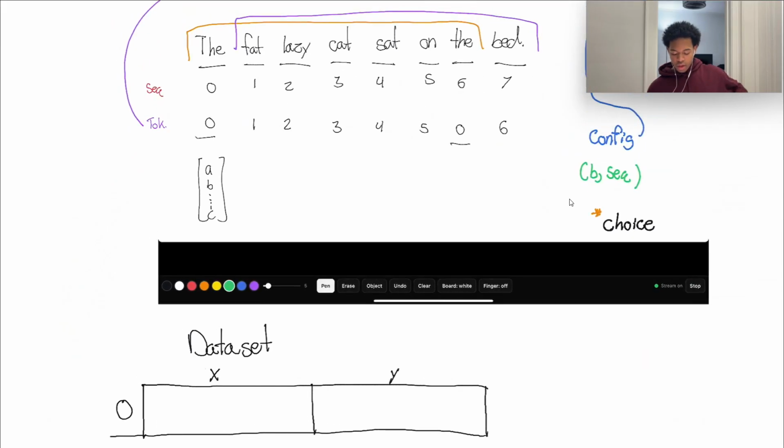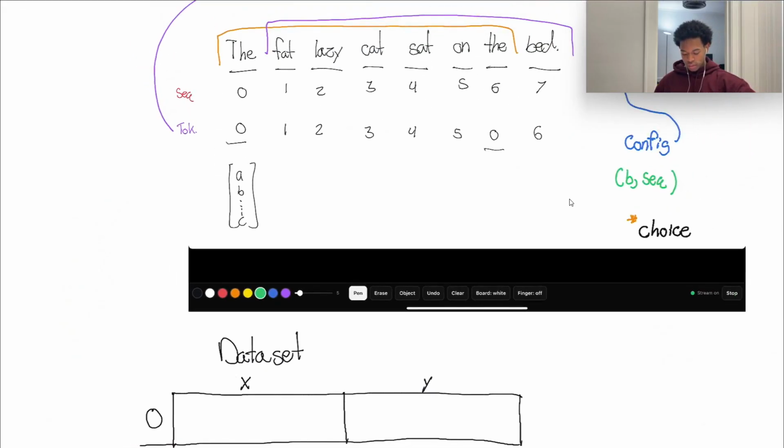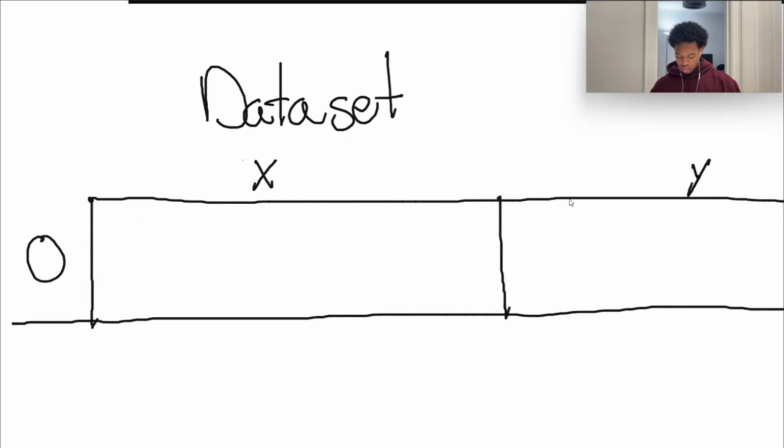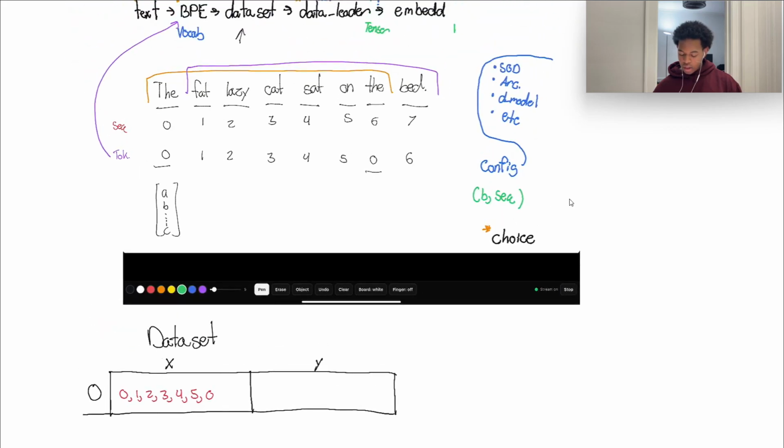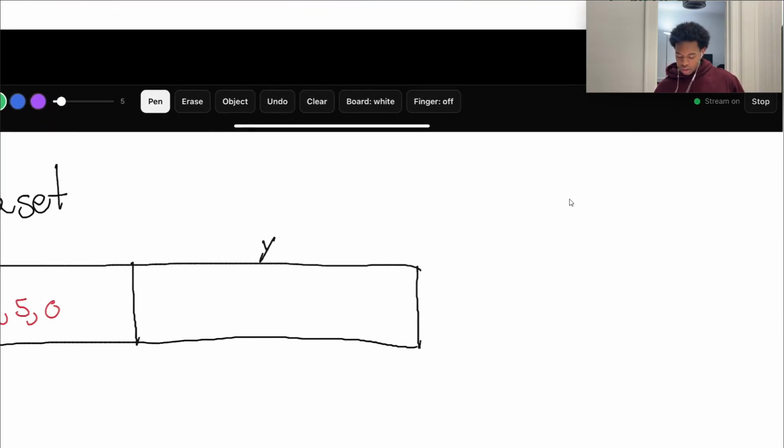And how do I want to write this? The sequence in order is 0, 1, 2, 3, 4, 5, 0. Let's write it in red: 0, 1, 2, 3, 4, 5, 0. And then our output is 1, 2, 3, 4, 5, 0, 6.